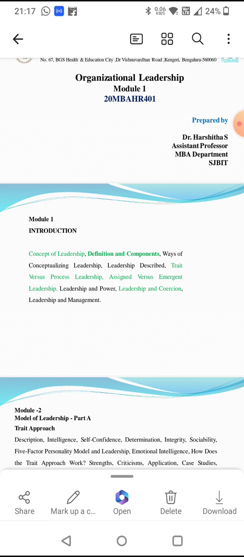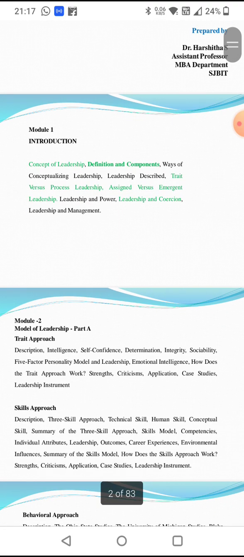So let us just move on to the introduction of these modules. In module 1 you'll be learning about the concept of leadership, its definition given by various individuals, and the components of leadership. How do you conceptualize the leadership topic, and how do you describe the leadership trait? You have different types of leadership, that is trait leadership, process leadership, assigned leadership, and emergent leadership. So you're going to learn the differences between those, and you will also learn about leadership and its power, the coercion, and how to manage the leadership, right?